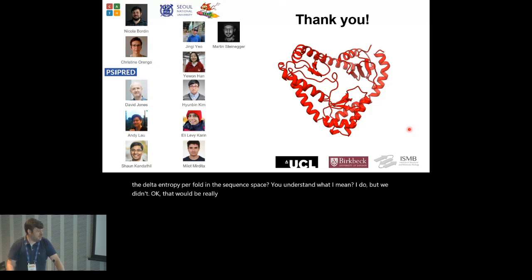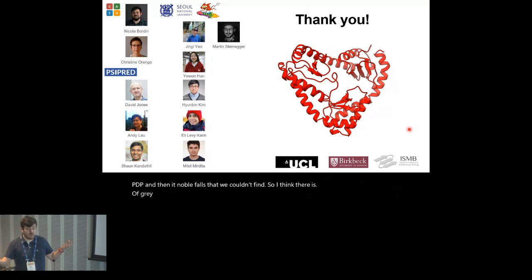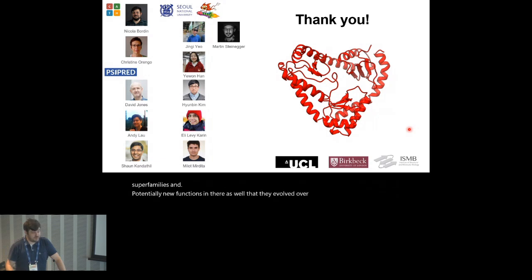I think also a lot of interesting stuff is in between. We have things that we map already to things that are in PDB, and then the novel folds that we couldn't find. So I think there is a lot of gray area, that these are remote homologs of things that are already classified in homologous superfamilies in CATH, SCOP, ECOD, and potentially new functions in there as well that evolved over time. But that's not something that we looked at, and it's something that we're going to work on.